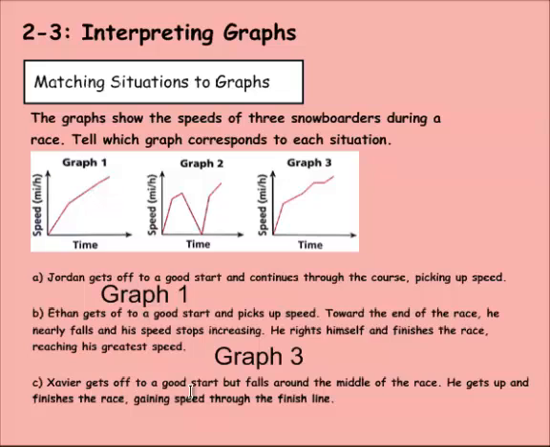Xavier gets off to a good start but falls around the middle of the race. He gets up and he finishes the race, gaining speed through the finish line. So we see that getting off to a good start. Ooh, he fell. So his speed went down to 0. So after he got up, he went faster and got down the hill. So this would be graph 2.